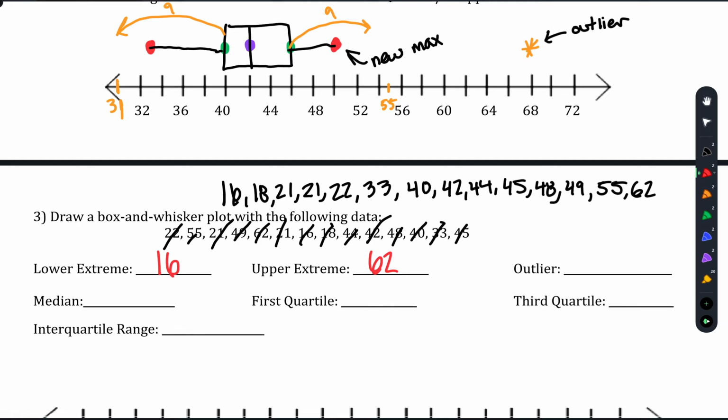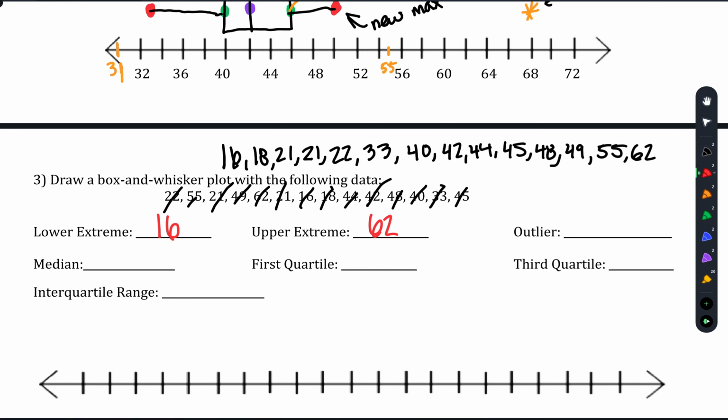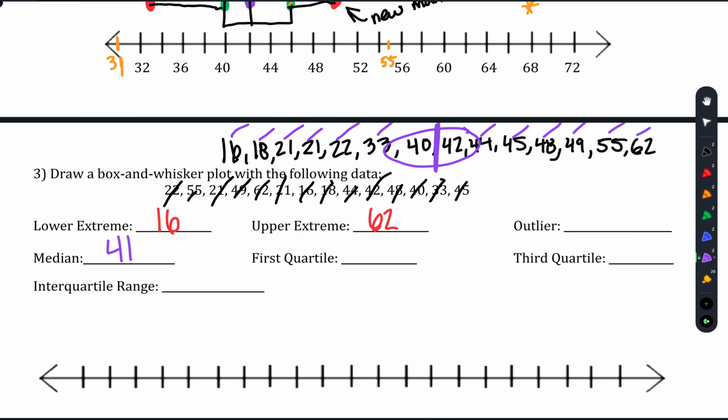My 5-number summary is lower extreme, upper extreme, median, and then first and third quartile. So that's where I'm going to start. To find the median, I need to find the middle. So I'm going to count off 1 low, 1 high, 1 low, 1 high, until I end up right in the middle. I got 2 numbers in the middle, 40 and 42. So what's my median? 41, halfway in between them. I'm going to draw a line right through the middle of my data, because I know that's where the middle is. And then I'm going to find the median of the lower half and the median of the upper half.